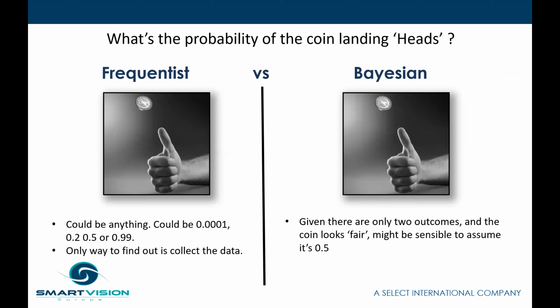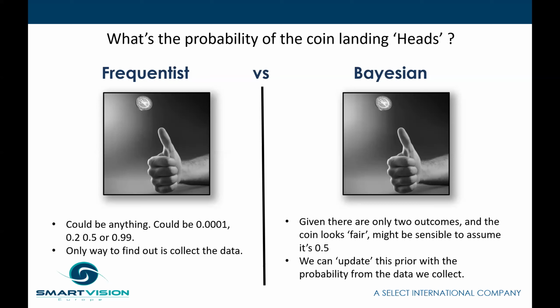The Bayesian approach would be a little bit softer. It would say, look, it looks like there's only two outcomes, and the coin looks fair. I can't imagine it landing on its side. I can't imagine it landing 100% of the time on one side and 0% of the time on the other. It might be sensible to assume that the initial probability, the prior probability, is 50-50. And then we'll collect some data and we'll update our prior with that data. That's what we're doing, and that's a kind of gentle approach to it.